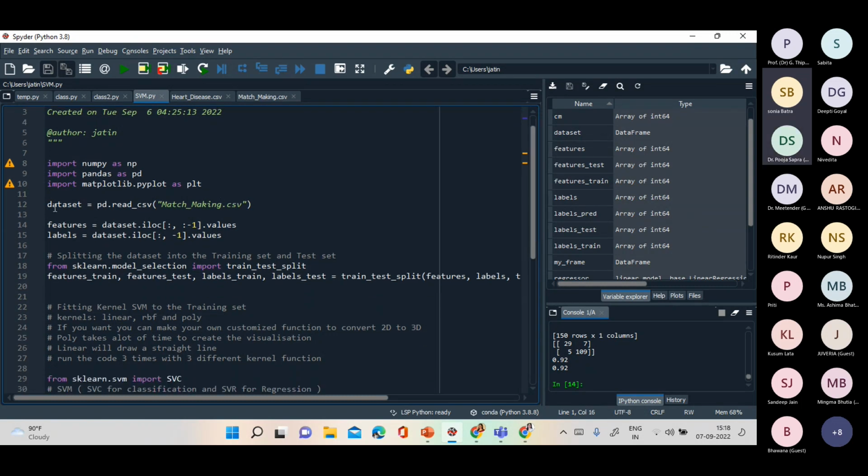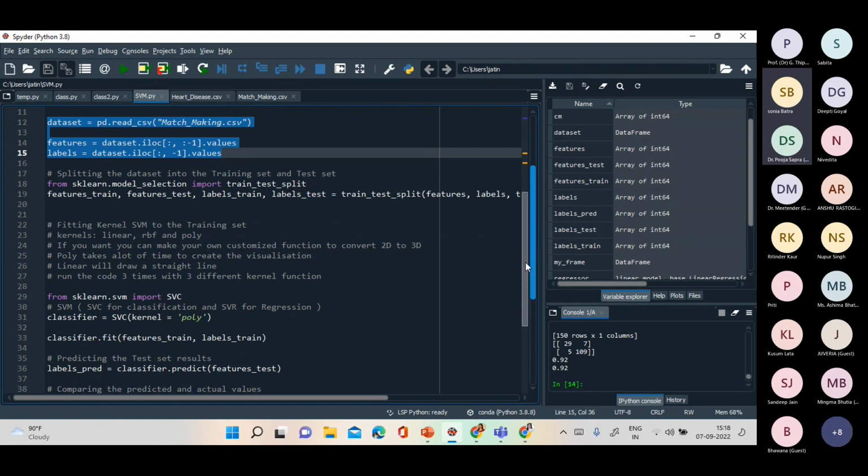Again, for this, changes would be in file name, features and labels. And then after that, changes would be in this part.